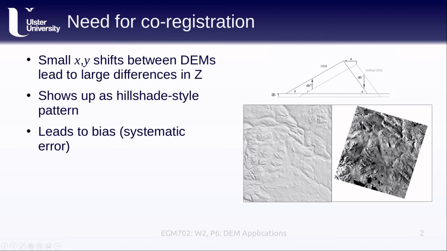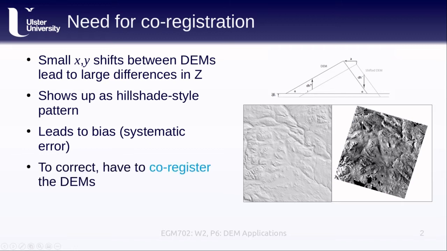This, of course, leads us to a bias or a systematic error when we are estimating the differences between these DEMs. In order to properly compare the DEMs or to use them for any sort of change analysis, we need to first co-register them. So we need to remove any of these horizontal or vertical shifts to make sure that when we are comparing the two DEMs, we are comparing just the elevation differences and not the elevation differences plus other translations. The process of doing this is something called co-registration.